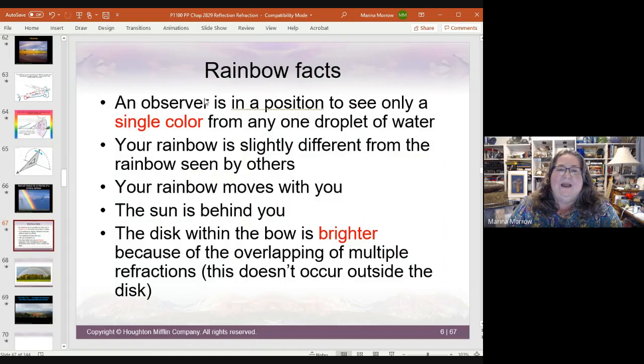Okay, so an observer sees only a single color from any one droplet of water. Your rainbow is slightly different than the rainbow seen by others. You have different sets of water droplets. Your rainbow moves with you because it's not real, of course, so it's always going to stay at that same angle ahead of you. The sun does have to be behind you. The disk within the bow is brighter because of overlapping of multiple reflections and refractions.